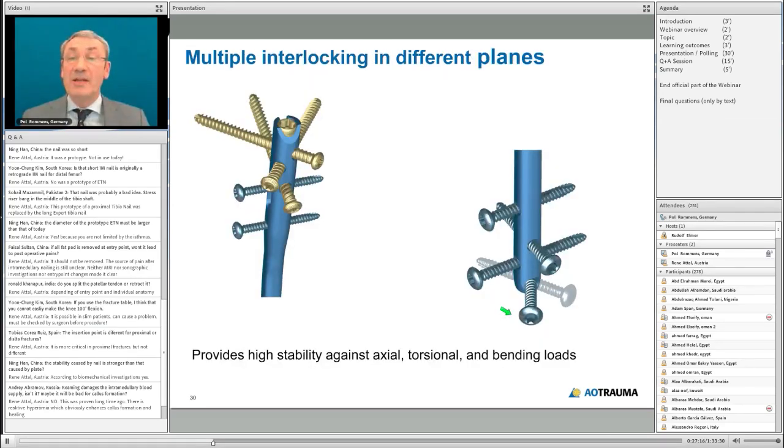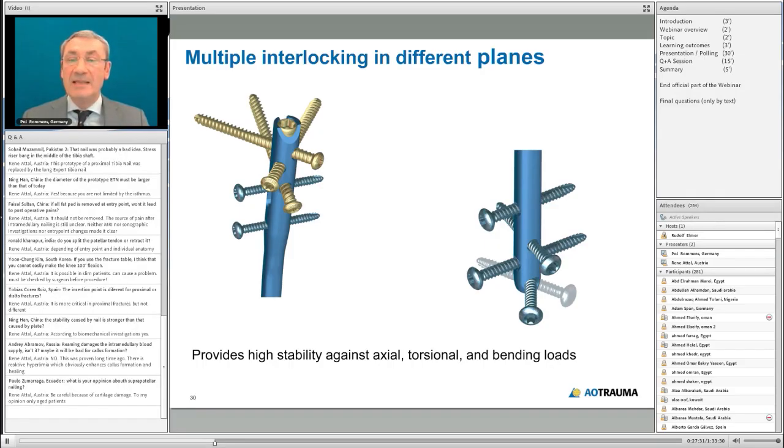It is also very important to use specific implants if you nail metaphyseal lesions. This means that we use multiple interlocking screws in different planes, and the design of the nail must allow that. Multiple interlocking screws will provide a high stability against axial, torsional, and bending loads.